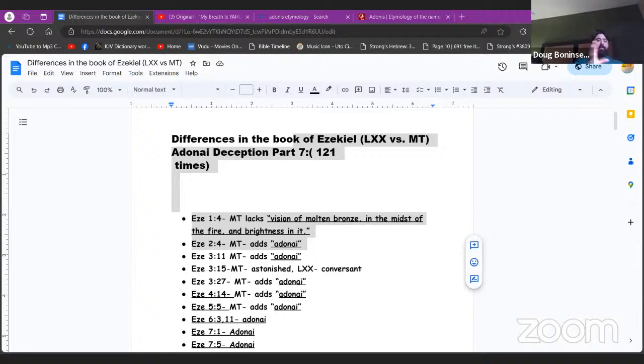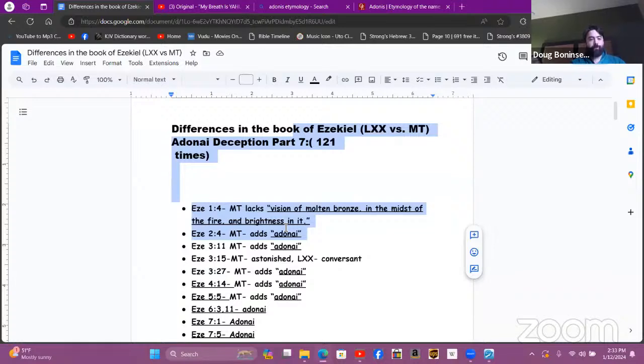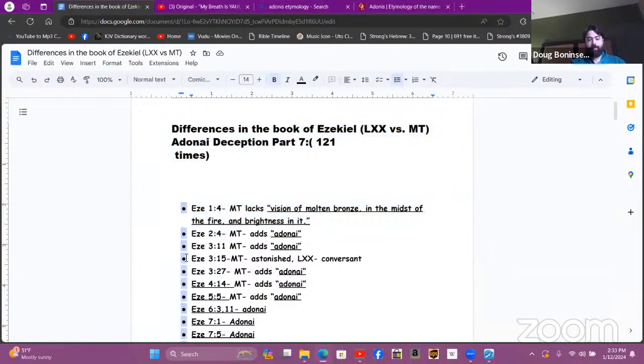So to me, that's a little fishy that the Masoretic has Adonai added in all these places where it's not even warranted to say, hypothetically speaking, to even need master in front of Yahuwah. So to me, it's very skeptical at the least. So now we're at Ezekiel 3:15.